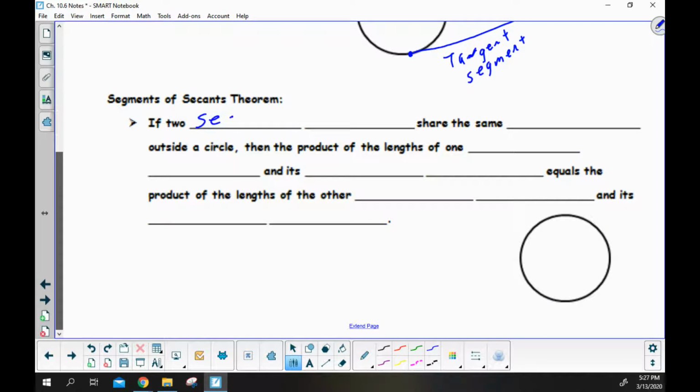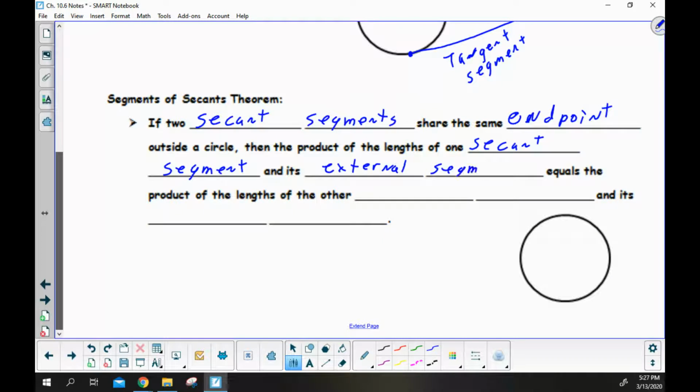If two secant segments share the same endpoint, which means they touch outside the circle, then the product of the lengths of one secant segment and its external segment equals the product of the lengths of the other secant segment and its external segment.